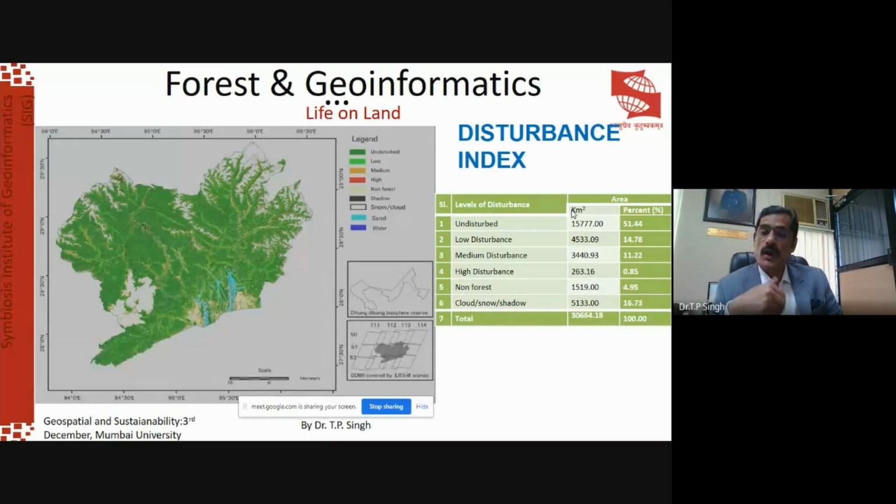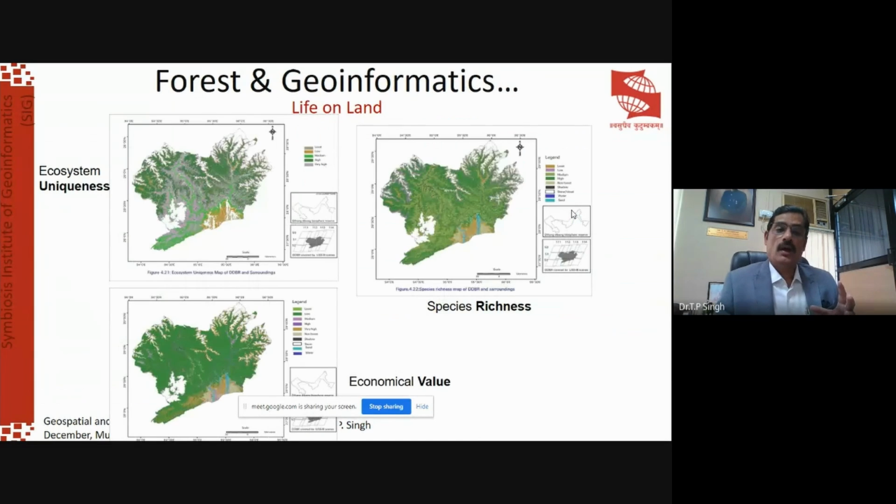To identify the disturbance index, which area is highly disturbed, we use indices like patchiness, juxtaposition, and fragmentation, which provide information about which area is highly disturbed. Then adding ecosystem uniqueness, species richness, and economic value of a particular forest type, as well as the particular species existing in it, we can get the diversity of this area.